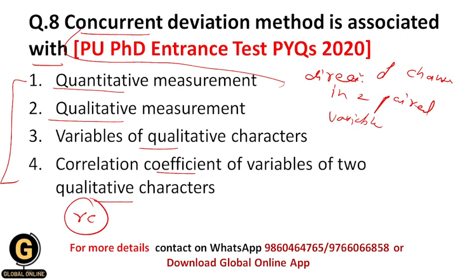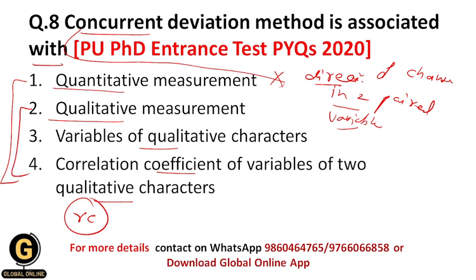So students, as you have seen, you can study the direction of change in two variables, right? And that's why you can't use this method in quantitative measurements, because within quantitative measurements you need to study the magnitude, right? That's why the first option gets eliminated. Okay, so the remaining options are what?